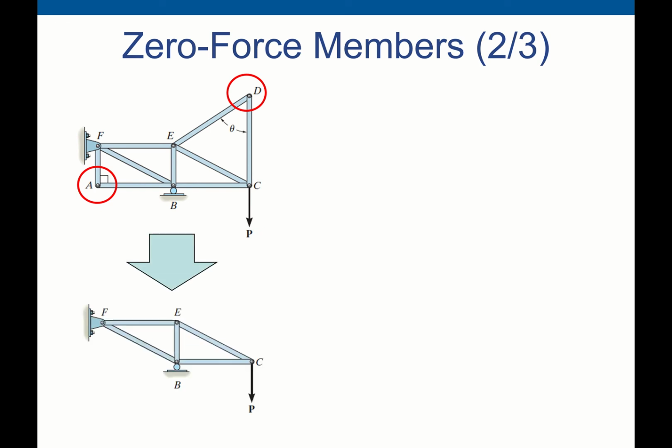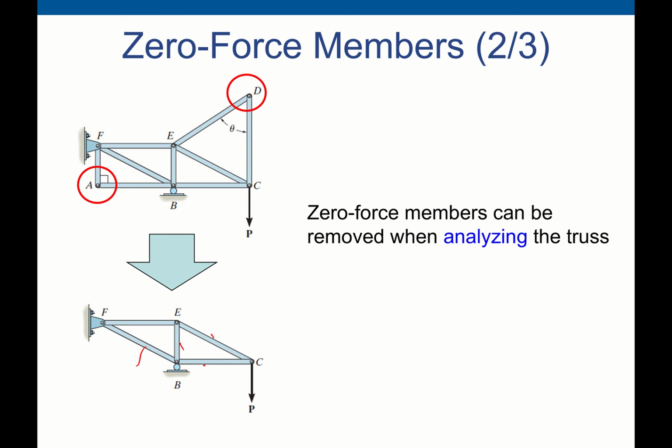So we can simplify this problem like this. We can find only 1, 2, 3, 4, 5 members. These are 5 members. That's it. We can simplify the problem because the other members do not have force. This is a zero force.